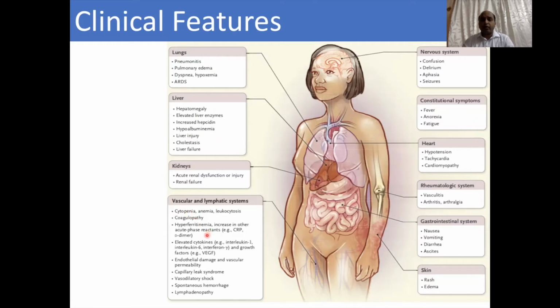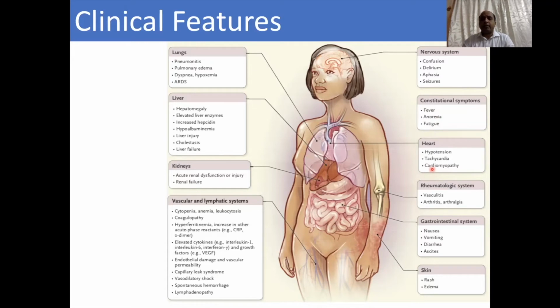Whenever there is progression of macrophage activation syndrome, it can cause DIC-like pictures and coagulopathic bleeding, capillary leak syndrome, vasodilated shock, and spontaneous hemorrhage. It also involves the nervous system and causes seizures, delirium, altered sensorium, and fever; anorexia is a primary constitutional symptom. In the heart, it can cause myocarditis. That is why you can see elevated pro-BNP levels, and hypotension.